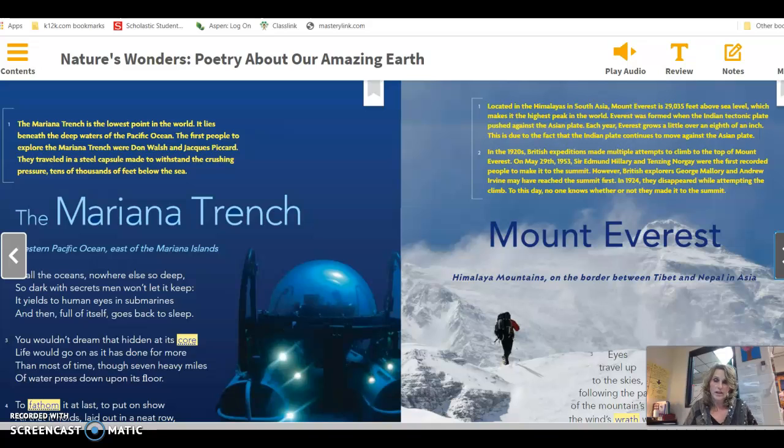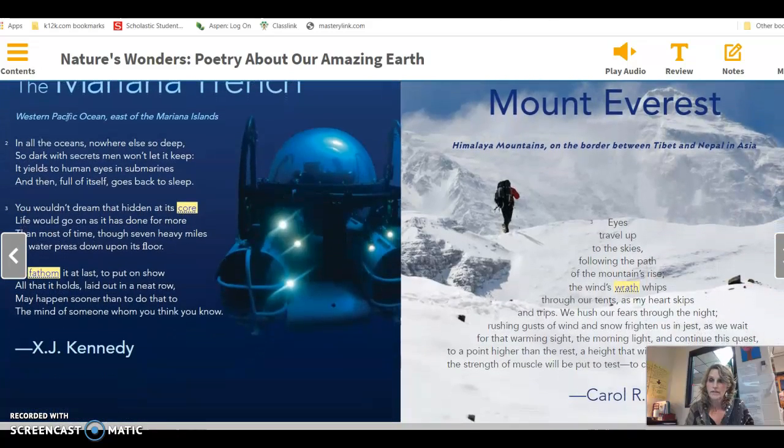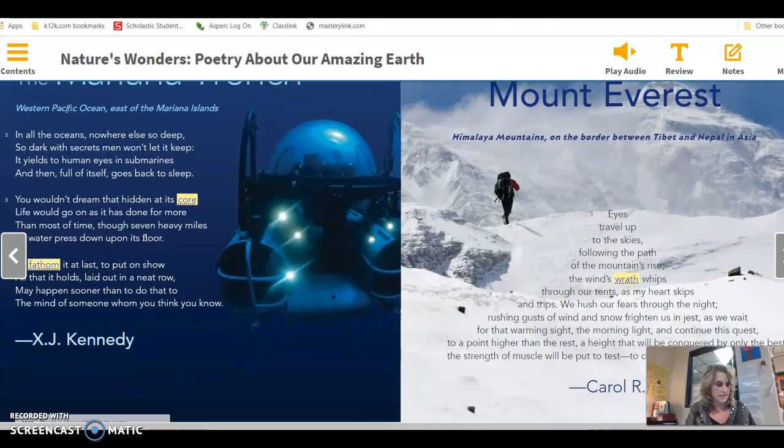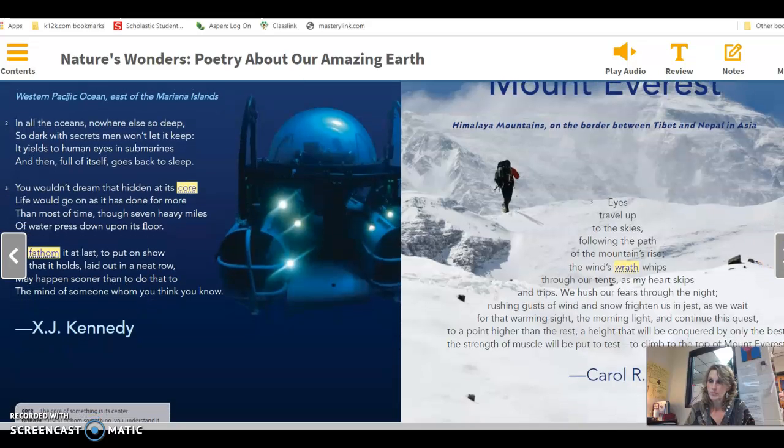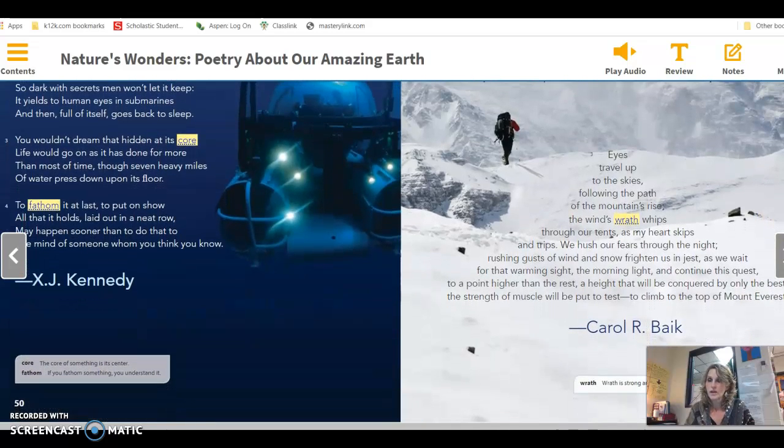Then if you look over at the next couple of poems over, if you're looking at the author's craft here, this is the poem on Mount Everest. How does the poet use imagery to tell you about the experience of climbing Mount Everest? All right. So on this one, I'm going to read this poem with you also. You pull that up where you can see it all.